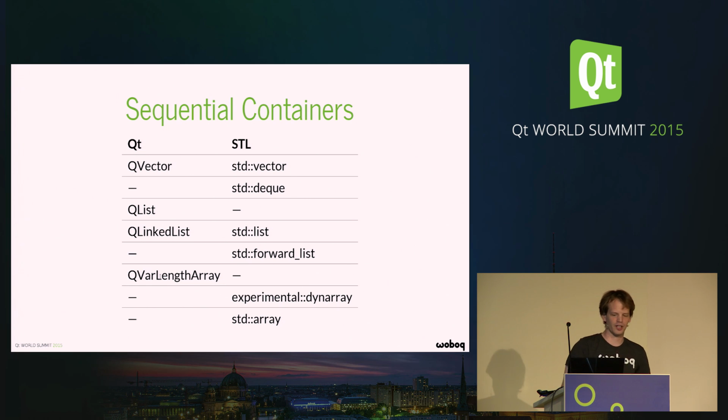QVarLengthArray is a very important container, which unfortunately does not really have any equivalent in the STL. The closest equivalent would be the C++ VLA, a variable length array, which allocates a dynamic array on the stack. And std::array is better than using a C array on the stack. Use std::array because it provides safety over a normal C array. You have begin, end, and some API to make your code more readable.